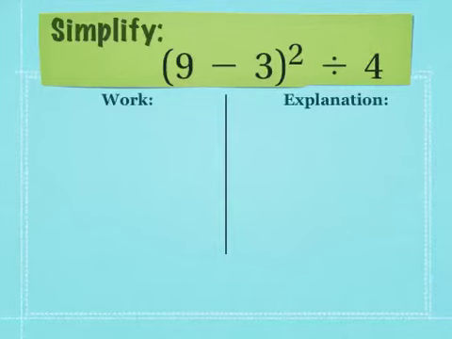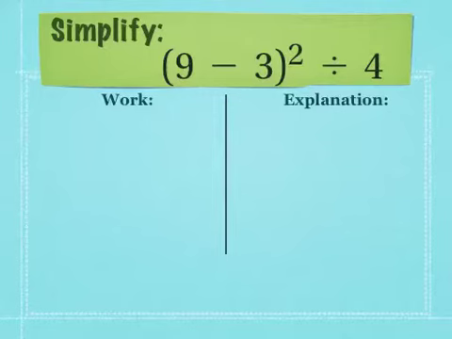The first example asks us to simplify (9 minus 3) squared, divided by 4. What I'm going to do is show you the work in the left column and explain what I did in the right column. This is a good way that you can use to organize your work if you would like to and make sure that you're following the order of operations.